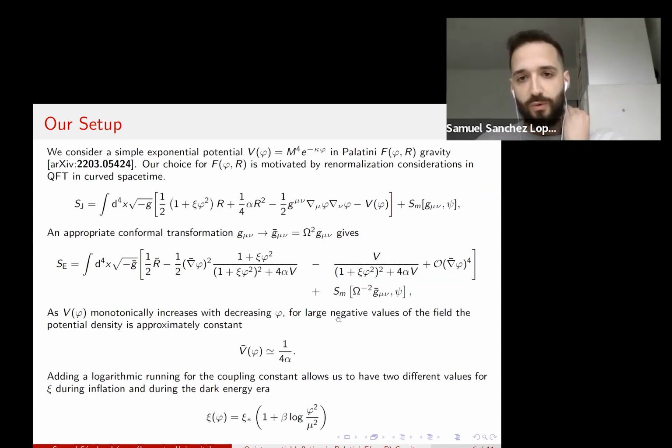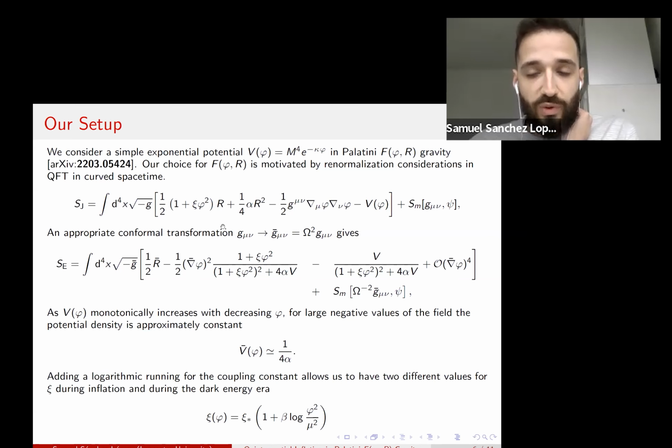Okay, so now let's talk about what we actually did in the paper. We considered a simple exponential potential, which is well known to be observationally discarded both for inflation and for dark energy. And we rescue it. We make it work as a quintessential inflation model just by considering the following setup in modified gravity. We add an R-squared term, and we add a non-minimal coupling between gravity and the field. Both of these terms are expected by renormalization considerations in QFT in curved spacetime. So in a sense, it's a natural thing to consider.